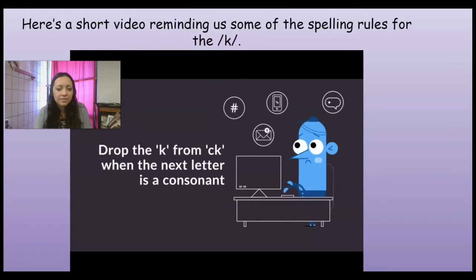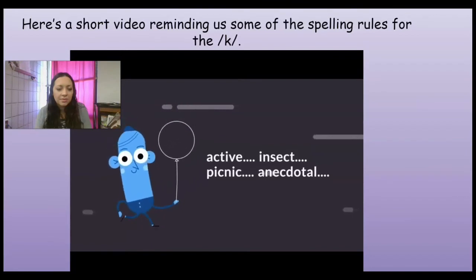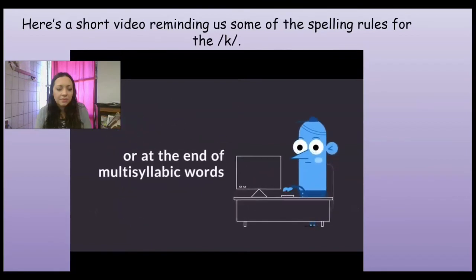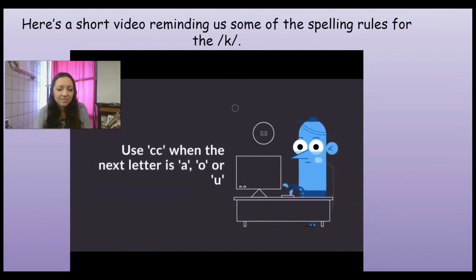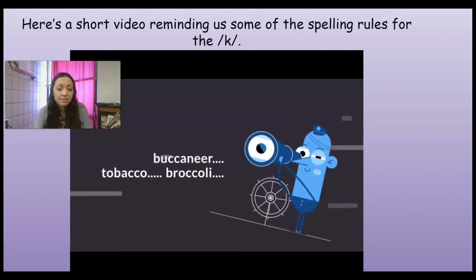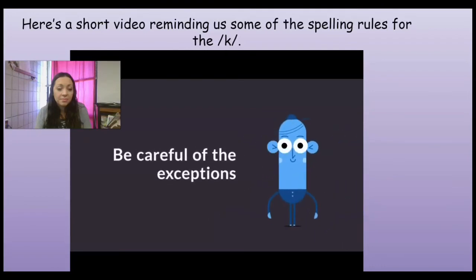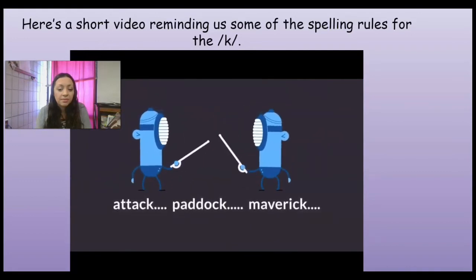Drop the K from CK when the next letter is a consonant. Active, insect, picnic, anecdotal. Or at the end of multi-syllabic words. Maniac, electric, panic. Use double C when the next letter is A, O, or U. Buccaneer, tobacco, broccoli. Be careful of the exceptions. So these are our rule breakers. Attack, paddock, maverick.